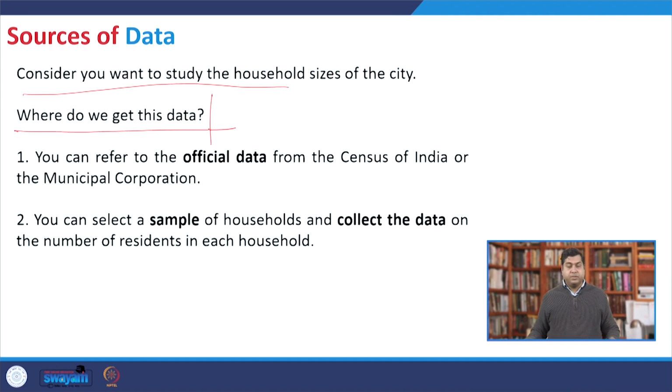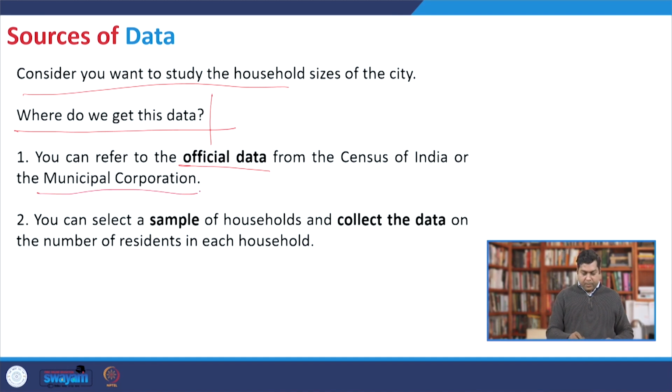Where do we get this kind of data? You can refer to the official data from the census of India. In our context we believe that is the authentic data, and we can get the maximum information related to the population, including their literacy rate. Even after the census is done, they publish some statistics. There is the district census handbook, where you get more information: the total population, working population, male, female population, 0 to 6 years, the literacy rate, etc.